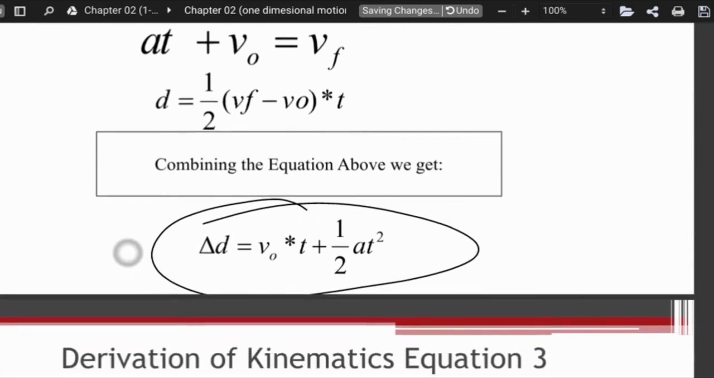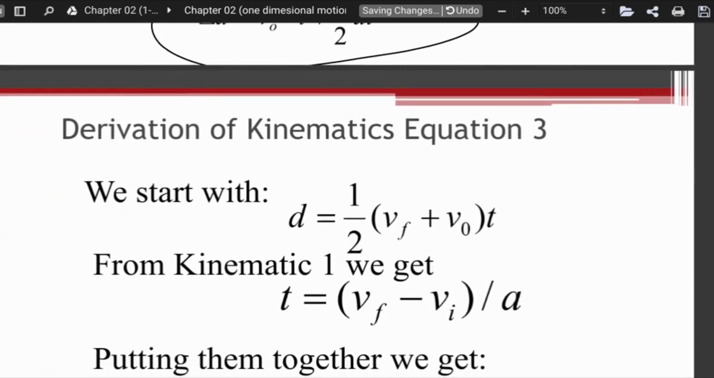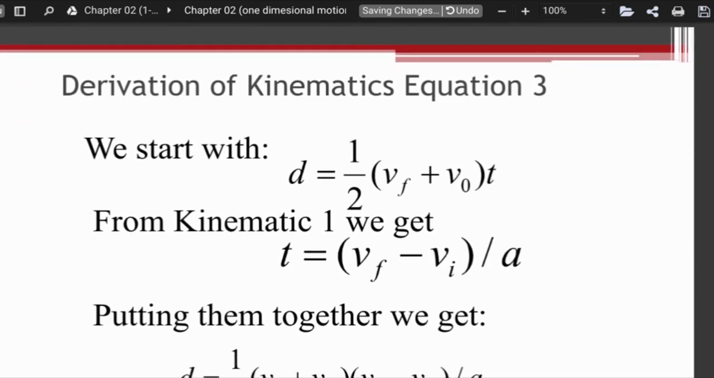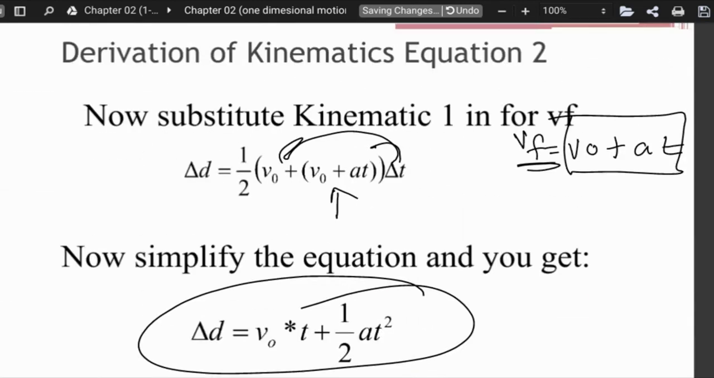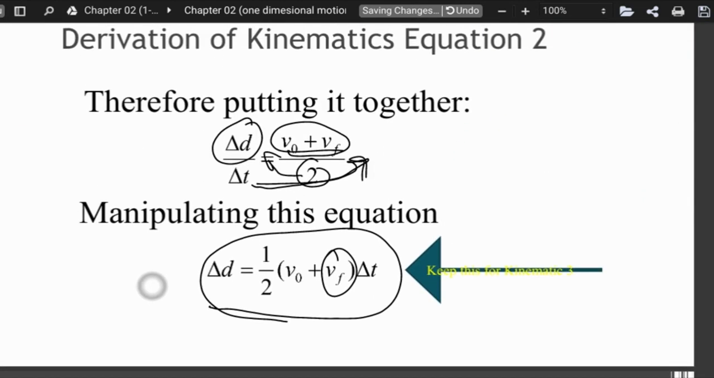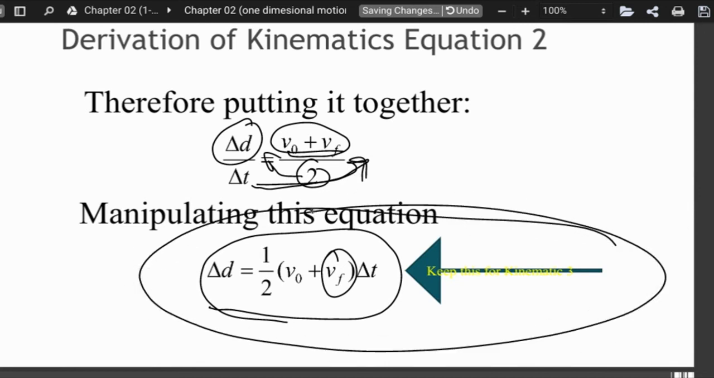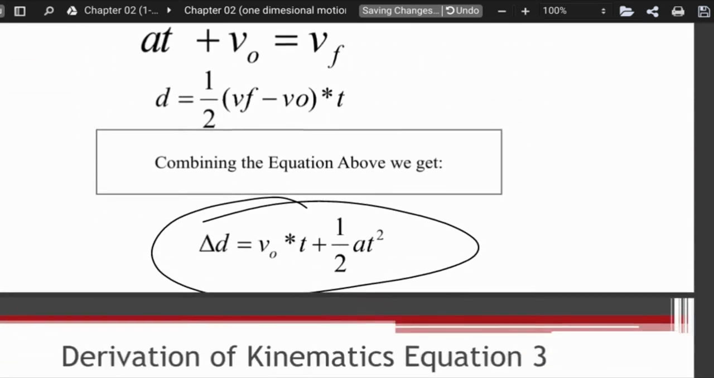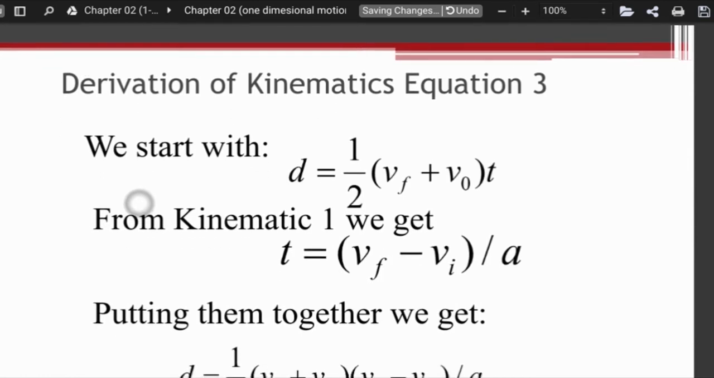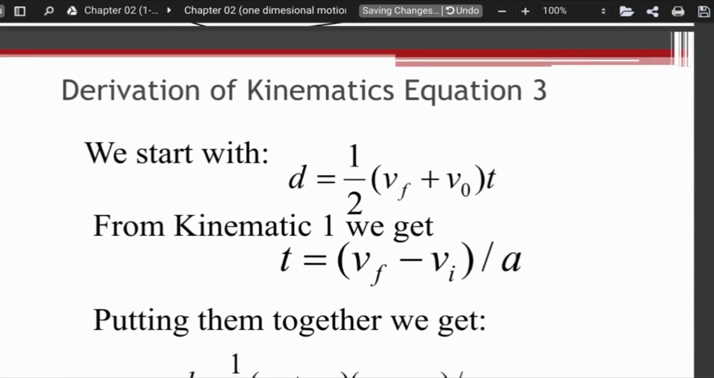The last kinematic is the third kinematic. The third kinematic equation starts with the combined displacement equation that we told you earlier to hold on to. Let me go back and I'll show you where that's located. It's right here, this equation here. We start with that. We then use our first kinematic, but this time we solve it for time, and substitute it into the displacement equation. What that does is it eliminates time from our equation.